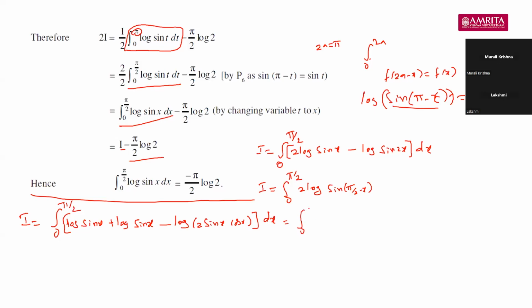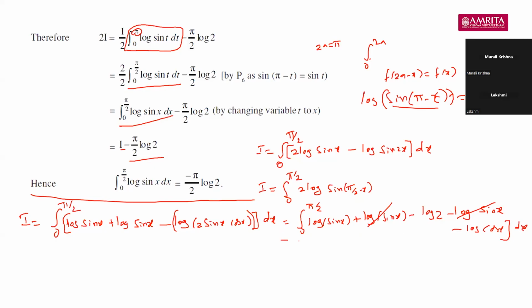Is equal to integral 0 to pi by 2 of log sin x, one term, plus log sin x, second term, minus log 2, minus, because this entire term will be split into log 2 plus log sin x plus log cos x. So once you take minus inside, that will become log sin x minus log cos x. Hope this term and one of log sin x will get cancelled.